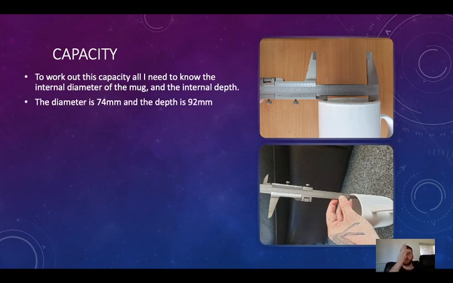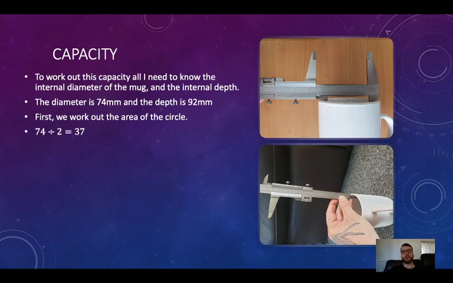Assuming that the coffee cup is perfectly square and doesn't have any radiuses inside it. Radiuses and stuff will obviously make a difference, but for this example we're going to assume it's completely square. So first thing that we work out is the area of the circle, which is 74 divided by 2 to give us the radius, which is 37. So pi r squared gives us 4,300.84 millimeters squared. That's the area of the circle at the top.